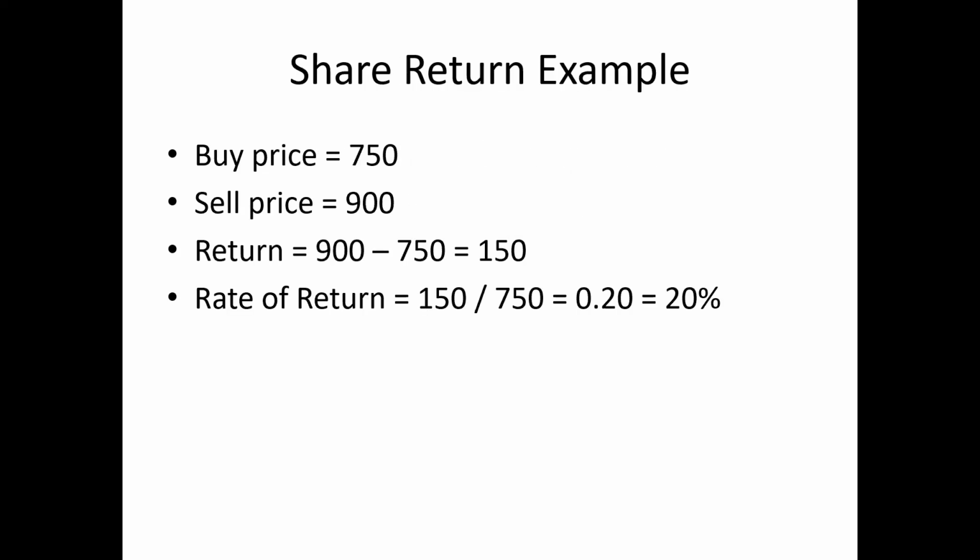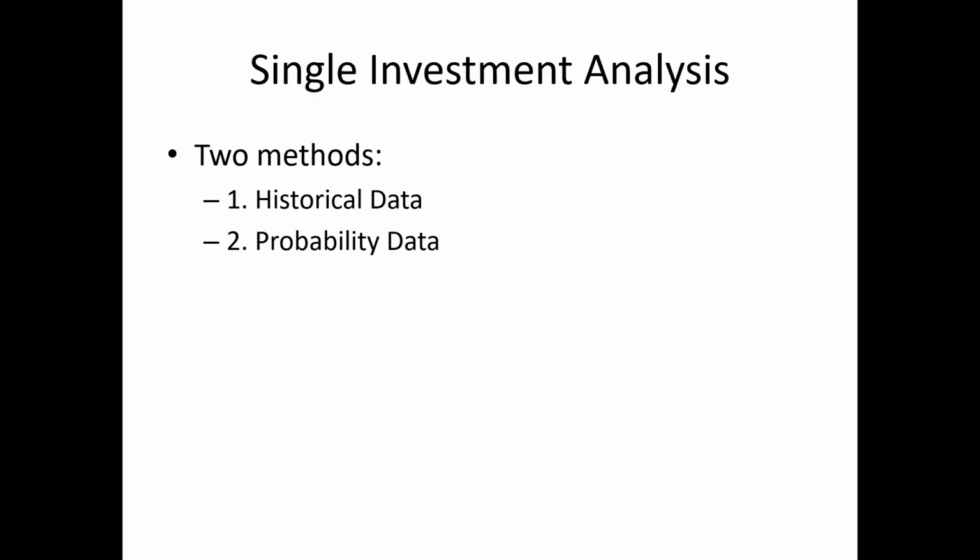Then we have share return. So you buy shares at 750, you sell it at 900. That is capital gain. So this is the return you are getting, which is 150. Okay. So now you want to see the rate of return. Then when you go to your mathematics, 150 over 750, the base price, then you multiply by 100, and you get your 20%.